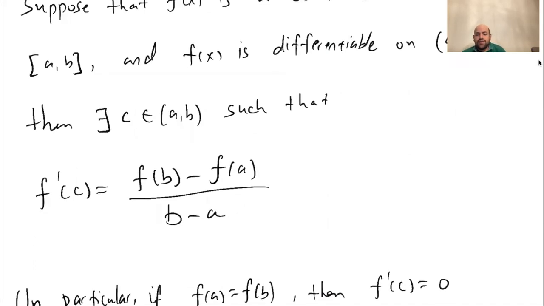Now, if f of a happens to be equal to f of b, then the right-hand side will be 0, and therefore the left-hand side must be 0 as well, which means f prime of C must be 0, which is what we had in Rolle's theorem. So we can say Rolle's theorem is a special case of mean value theorem. Because in Rolle's theorem we were assuming f of a equals f of b, and if f of a equals f of b, then f prime of C will be 0, because the right-hand side will become 0.